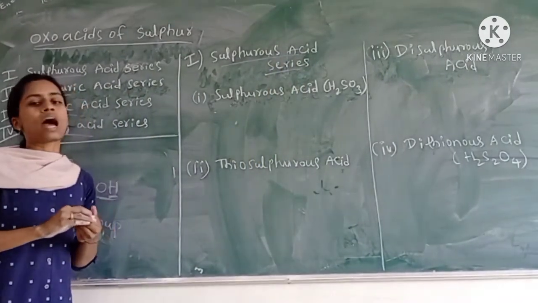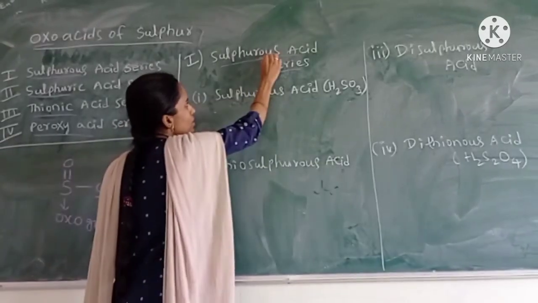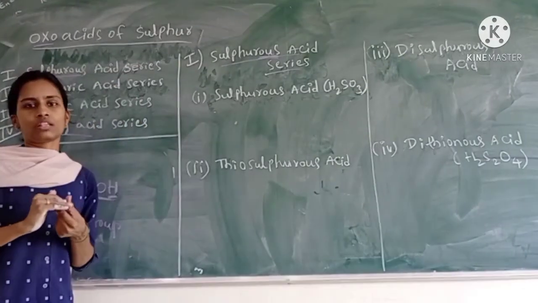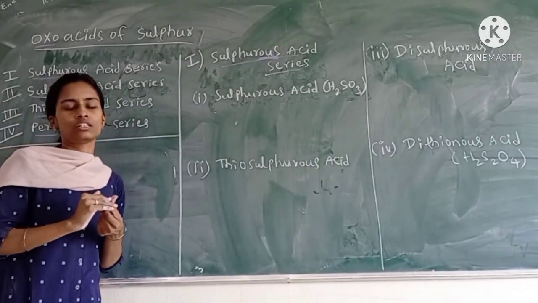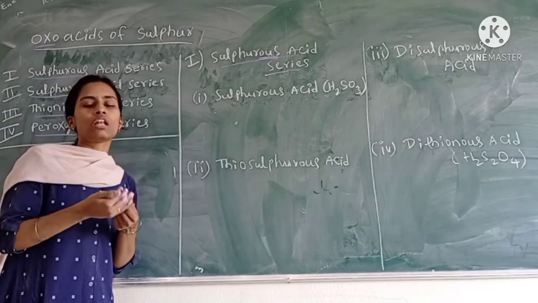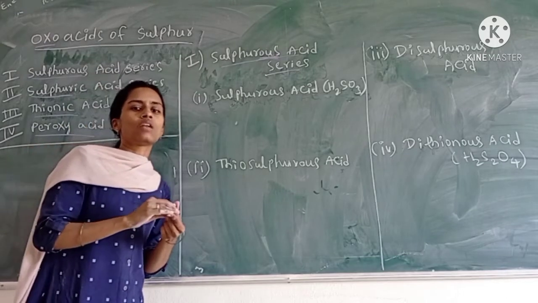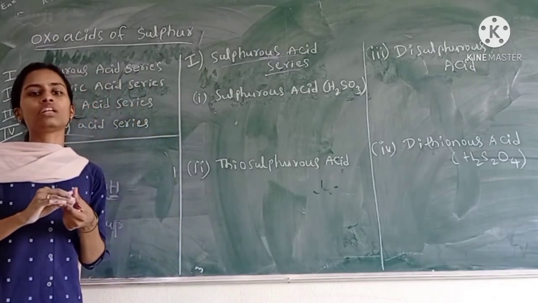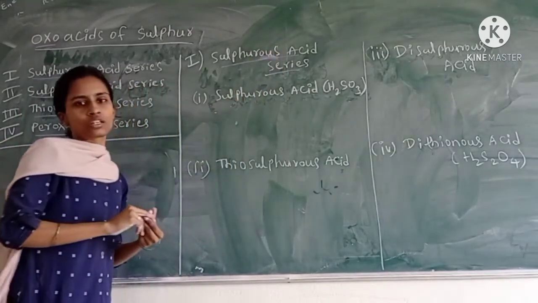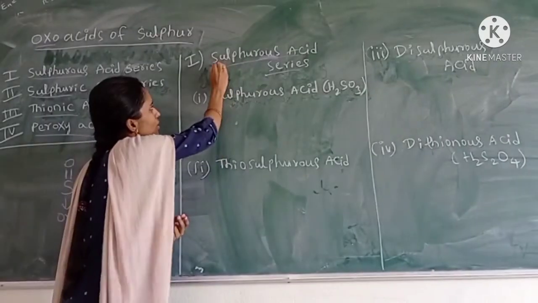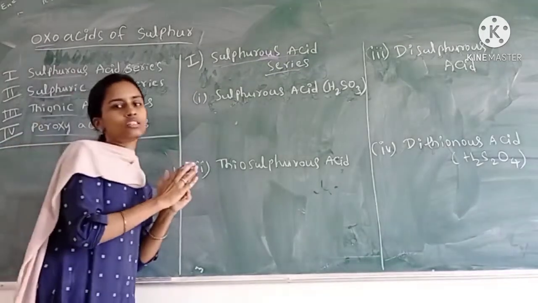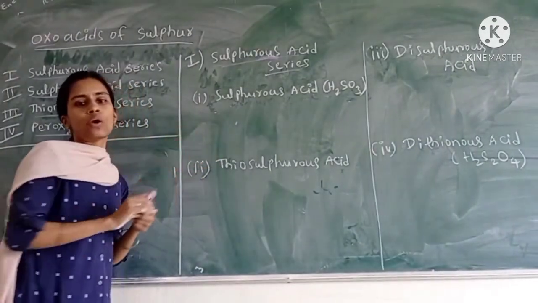So sulfurous, 'ous' means lower oxidation state. If the oxidation state is lower, that is called 'ous'. It means sulfur is in a lower oxidation state. For example, sulfurous acid and sulfuric acid. In sulfurous acid, sulfur is in a lower oxidation state, that's why it is called sulfurous acid. So 'ous' means lower oxidation state. In the sulfurous acid series there are 4 oxo acids.